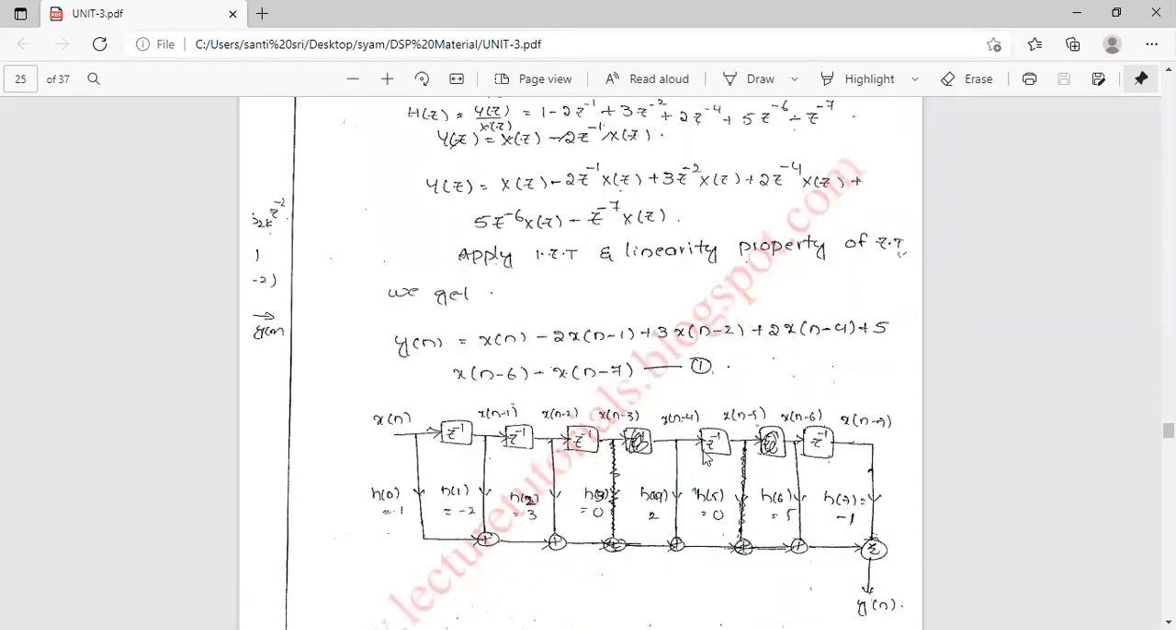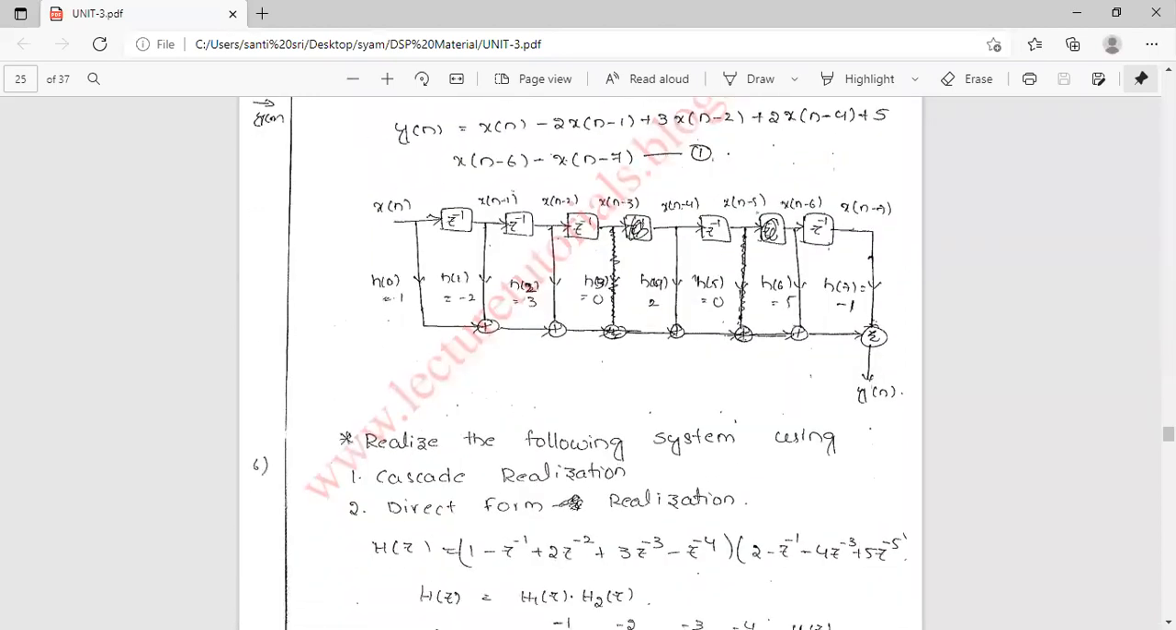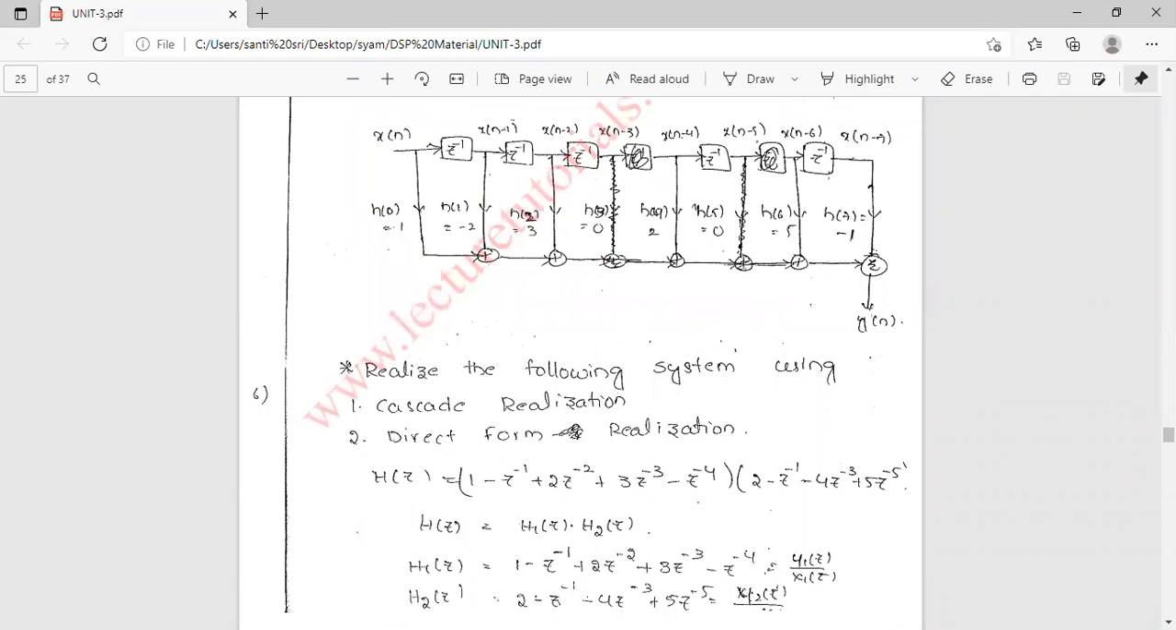So for this one, we will draw the direct form. x(n) into h(0) is 1, x(n) into 1 plus x(n-1) into minus 2 plus x(n-2) into 3 plus x(n-3) into 0 plus x(n-4) into 2. Plus x(n-5) into 0, x(n-6) into 5 plus x(n-7) into minus 1. That is all summed here, so that we will get y(n). Okay, next, that is about that problem.